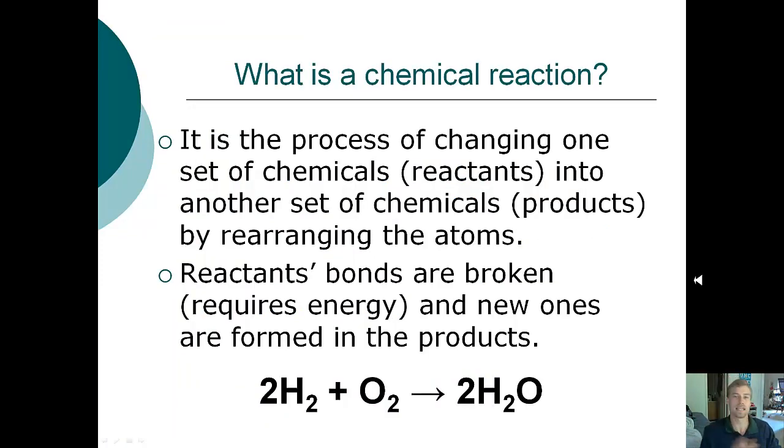So what exactly is a chemical reaction? It's the process of changing one set of chemicals, which we call the reactants, into another set of chemicals, which we call the products. And the way we do that is we rearrange the atoms. There's the law in the universe called the law of conservation of matter, which is that matter can never be created nor destroyed, but the form of it can be changed.